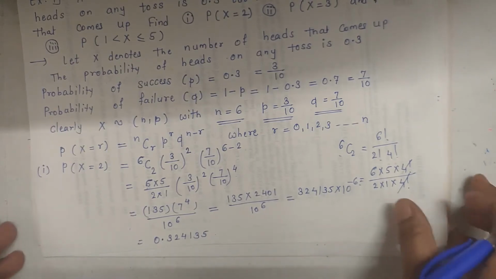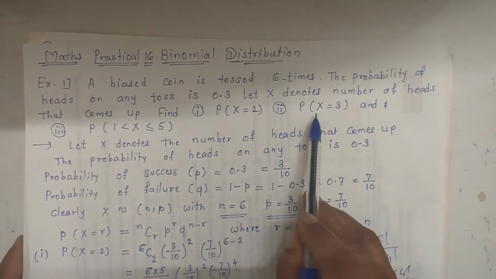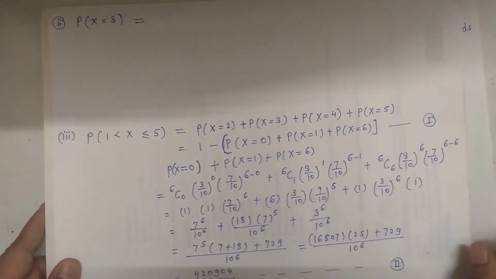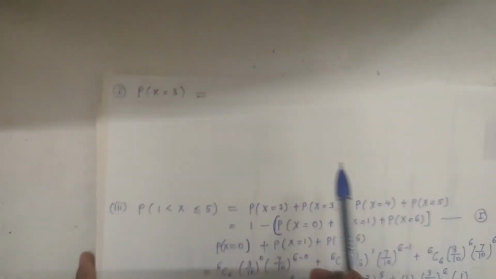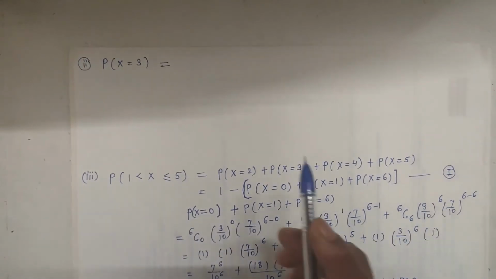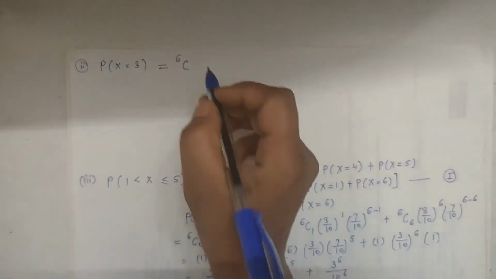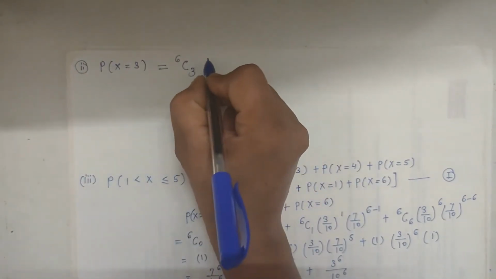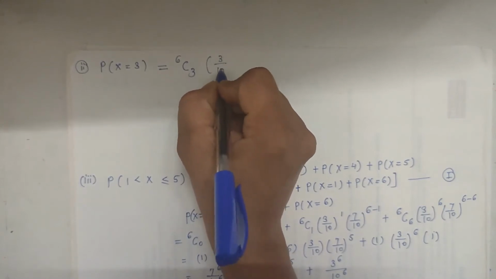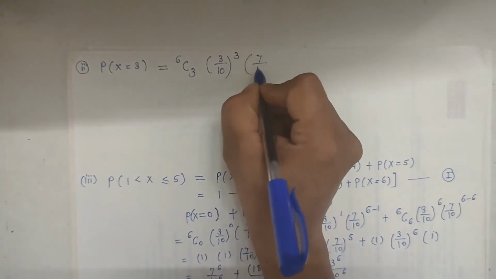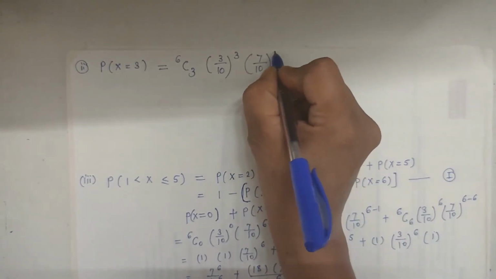0.324135. Now the second probability is for x is equal to 3, that is r is equal to 3. So substituting in the binomial distribution formula, n is equal to 6, so we get 6C3 into p, which is 3 by 10, raised to r, here r is equal to 3, and q, which is 7 by 10, raised to n minus r. Here n is equal to 6, r is equal to 3.